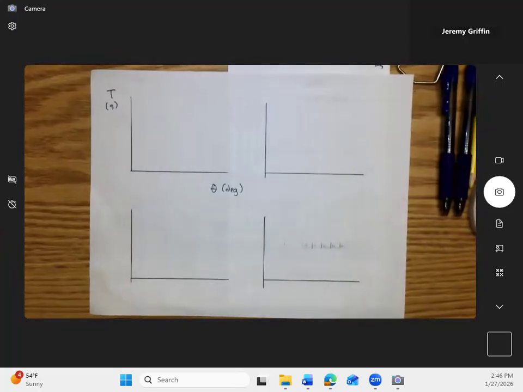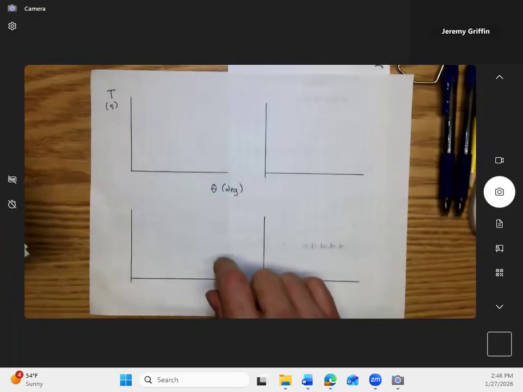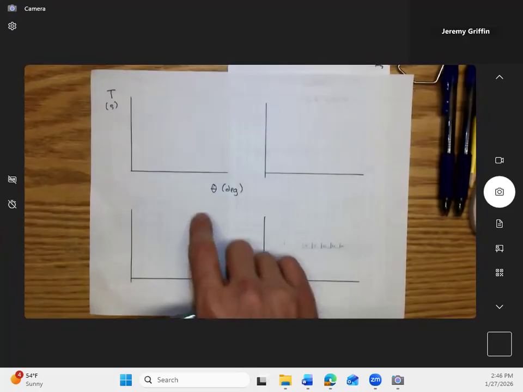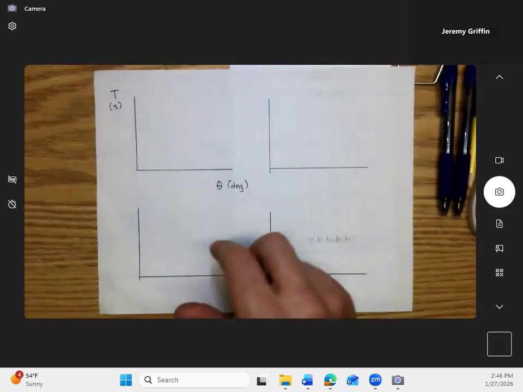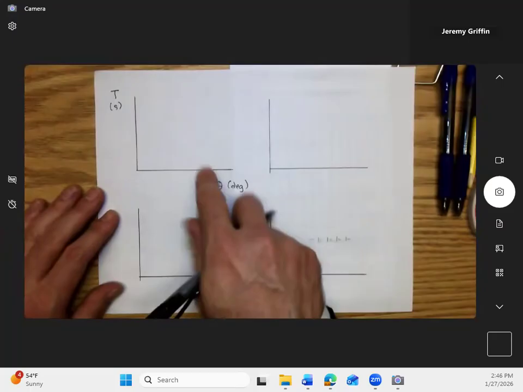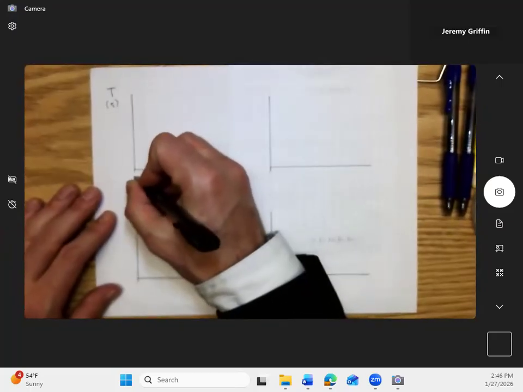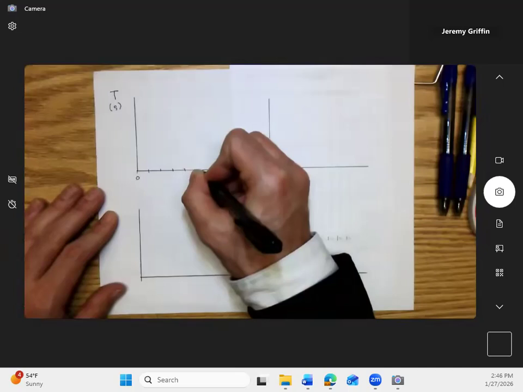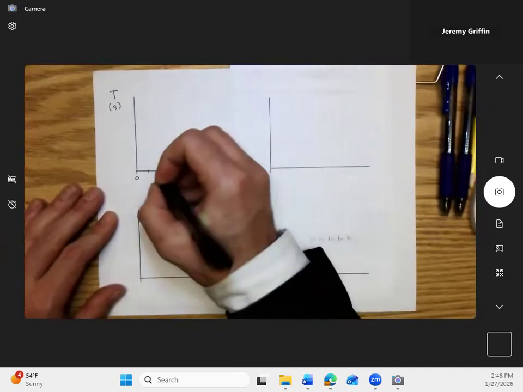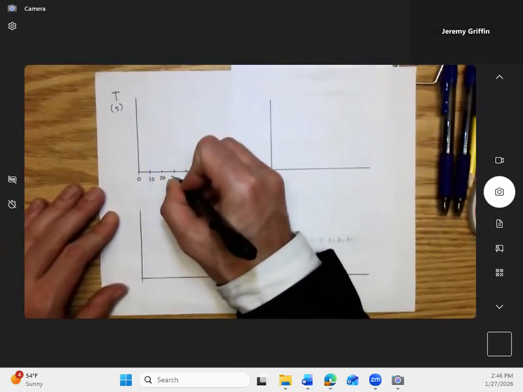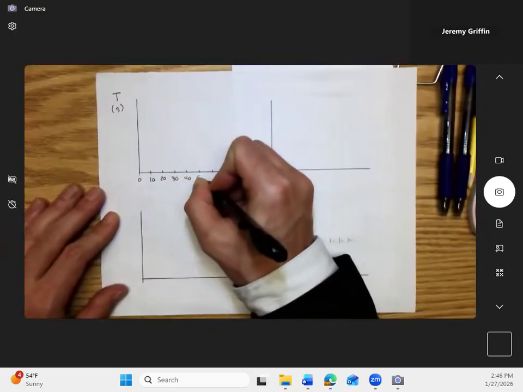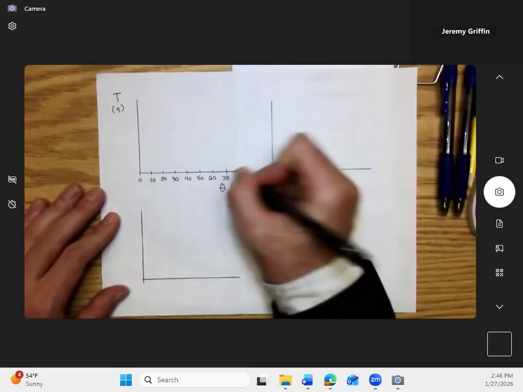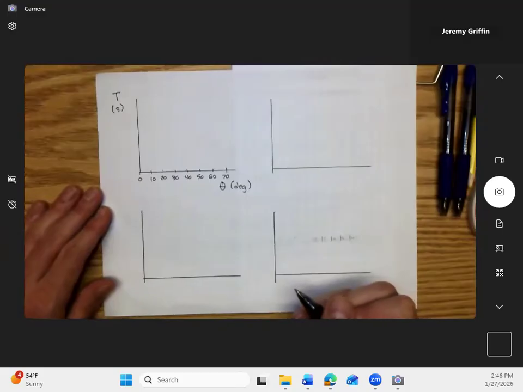All right, so who has some pretty good data they can volunteer? Oh, Gian, you're volunteering. So what was the biggest angle you guys used? Okay, the biggest angle was 70. 70 degrees. All right, so guys, let's scale this up to 70 degrees. Let's go 0, 10, 20, 30, 40, 50, 60, 70. 70 degrees, all right, from the vertical.